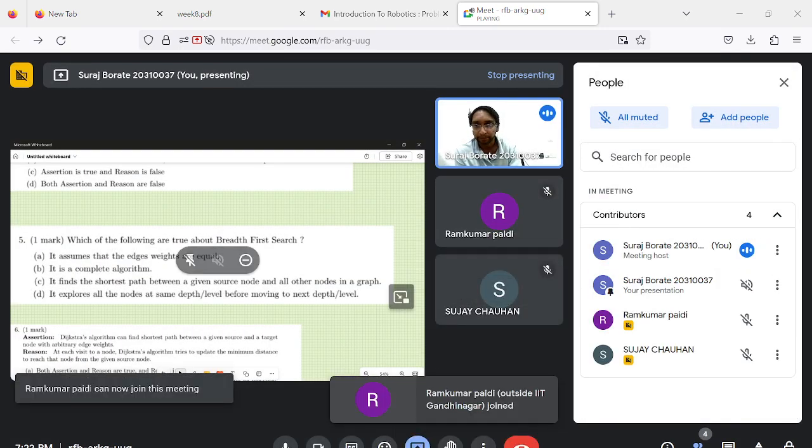Okay. Yeah. So, which of the following are true about breadth first search? It assumes that edge weights are equal. It is a complete algorithm. It finds the shortest path between a given source node and all other nodes in the graph. It explores all nodes at the same depth level before moving on to the next depth level. So, can you answer this? Anyone?